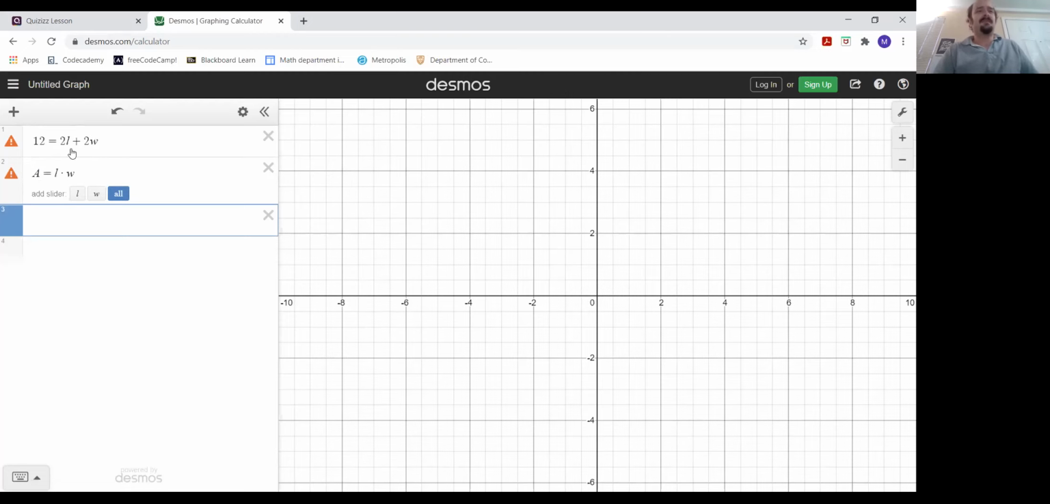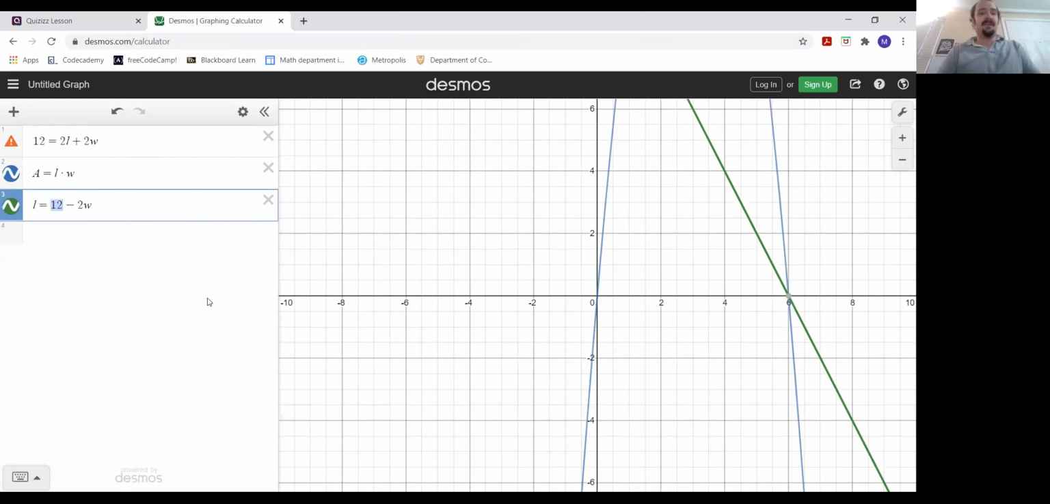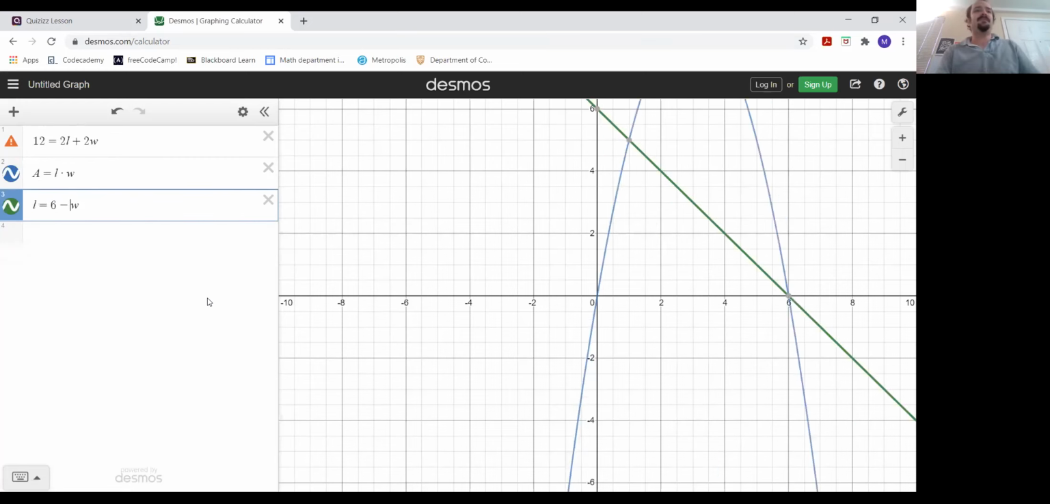So if I wanted to solve this perimeter for my length, I would subtract the 2W over. So my 2L would be equal to 12 minus 2W. Then the next step, I would divide everything by 2 to solve for L.